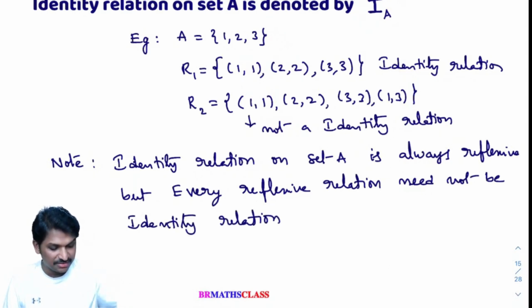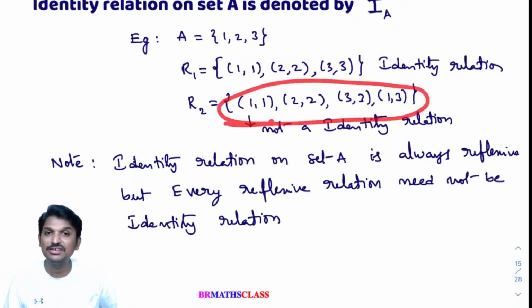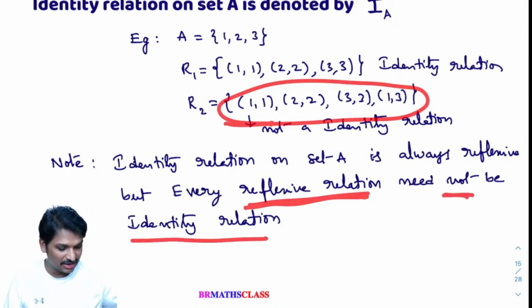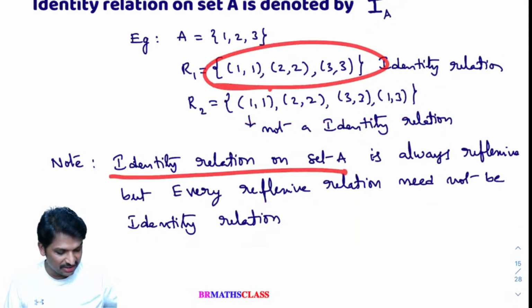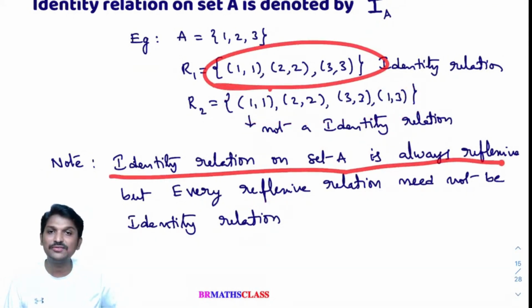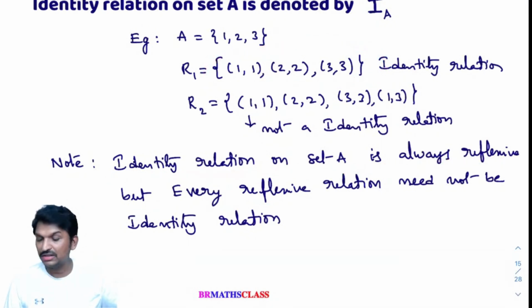I hope you understand this. The best example is this one. This is an equivalence relation. This is a reflexive relation, but not an identity relation. You observe here, this is an identity relation. Every identity relation on set A is always reflexive. Okay, I hope you got this point.